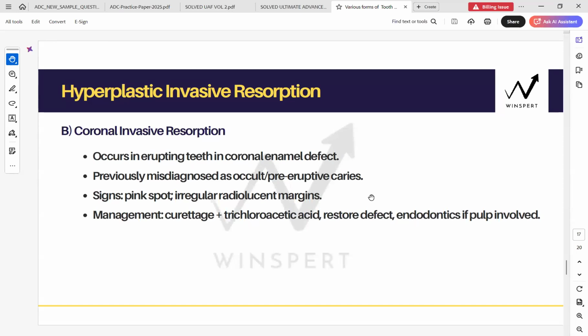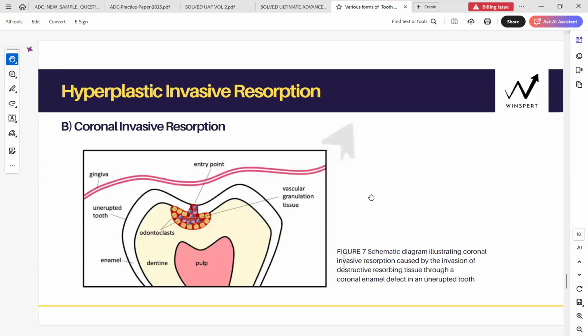It happens mostly in the unerupted permanent teeth. This is your coronal invasive resorption. This is your permanent tooth within the enamel and dentine. Odontoclasts lead to the resorption and it gets filled by your granulation fibrovascular tissue. Upon eruption, when you're treating it, you will use the trichloroacetic acid, lead to the coagulation necrosis, curette it, seal the defect with a perfect final restoration. And if it is approaching the pulp, do an RCT as required.